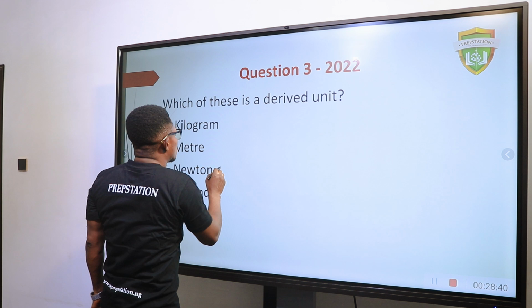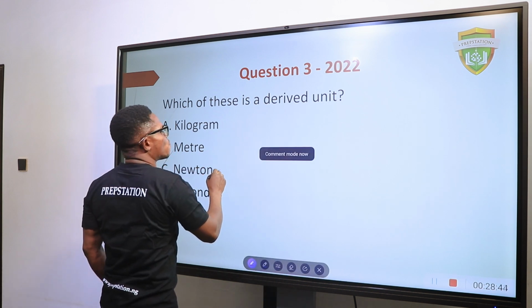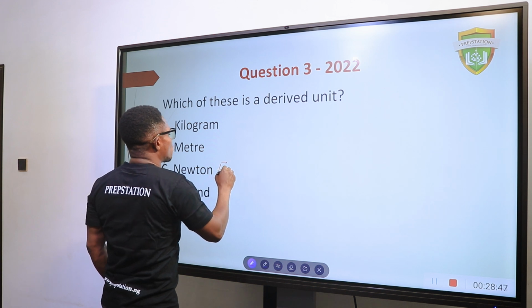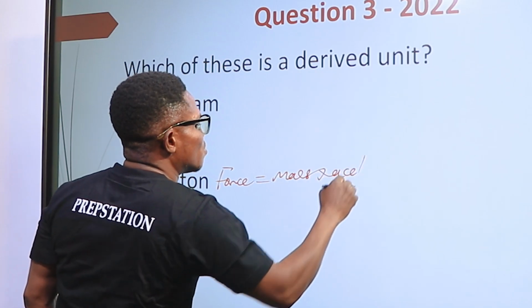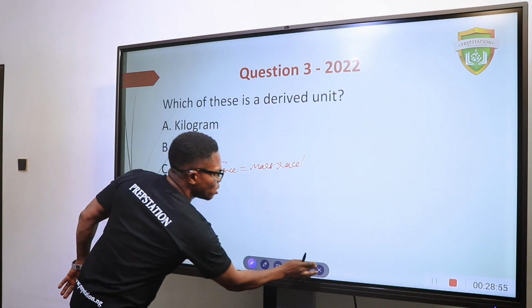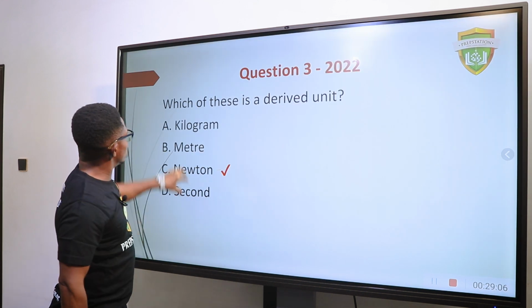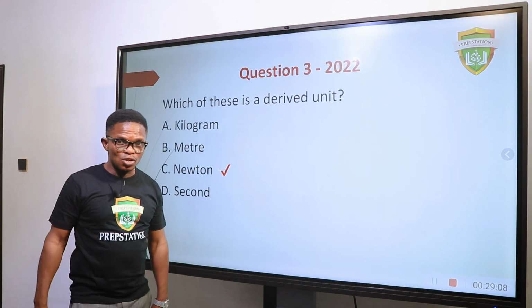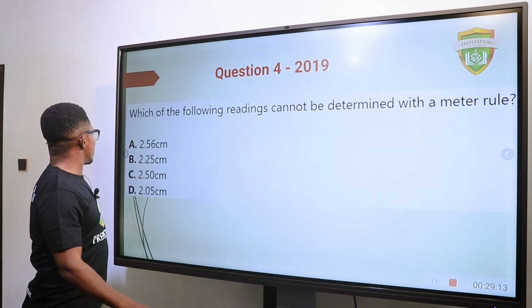And now what is Newton? That is force, right? Newton is the unit for force. And then what is force? Force is simply mass times acceleration. So with this, it means the answer is what? Newton. I hope you got that. So let's see what the answer is. Okay, yes. So the derived quantity here is Newton. Let's move. We have about 10 to consider.